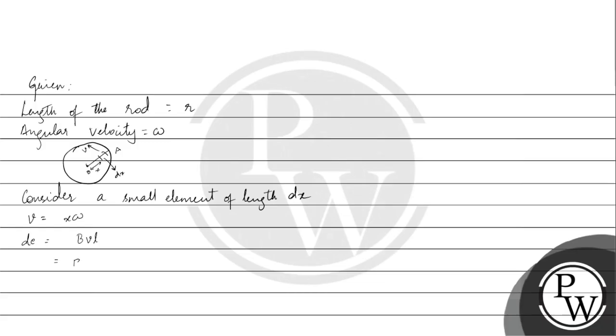So integrate करेंगे. So integral dE is equal to B omega integral x dx, and here the length of the rod is the limit of the integral. So therefore E is equal to B omega R squared divided by 2. So this is the EMF induced across the switch. Part B में they want to find out the expression for the current as a function of time.